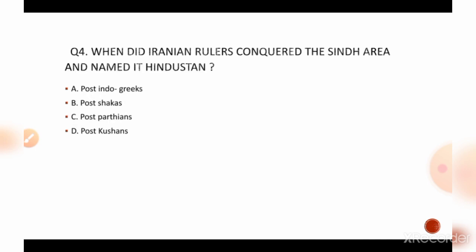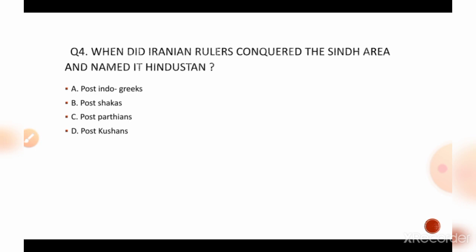Next question. When did Iranian rulers conquer the Sindh area and name it Hindustan? We all know that we had always a relation with Iran. We had a trade relation with Iran. So obviously there might be a chance that they conquered the Sindh area, because during the Indus Valley civilization or before that we had relations with Iran. So they named that particular area Hindustan. We discussed it, like they used to call it Hindustan, because they pronounce S as H.